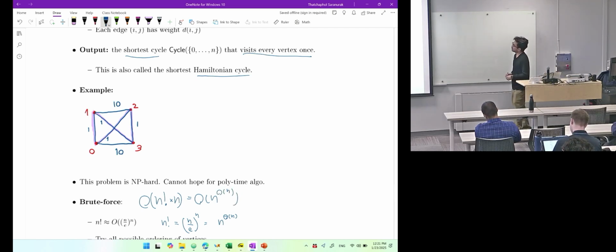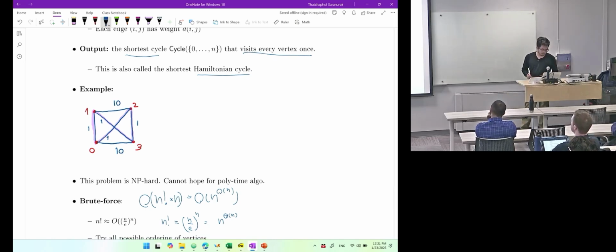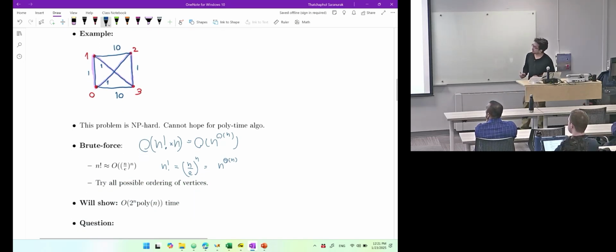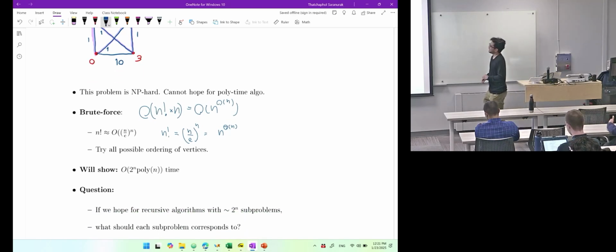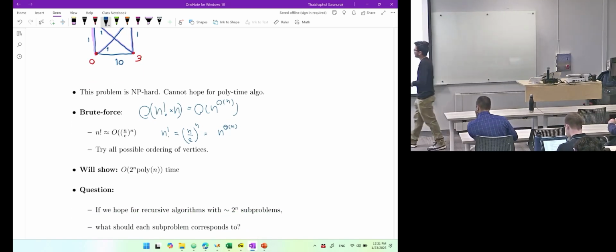So not that great. Okay. What we're going to do today is try to get something like 2 to the n. That's significantly better if n is big. Okay. So now, suppose that this is our goal. We want to get improvement to 2 to the n.